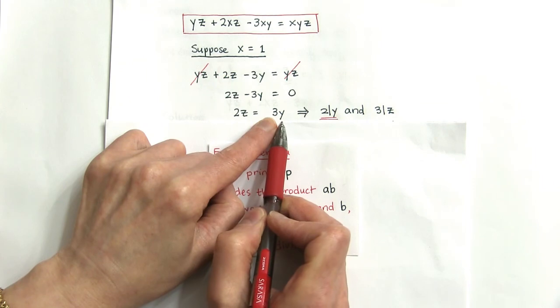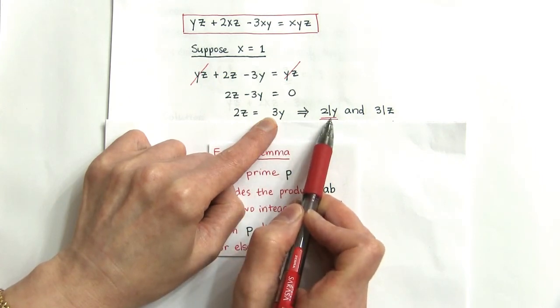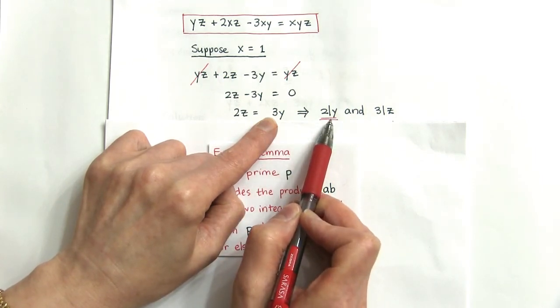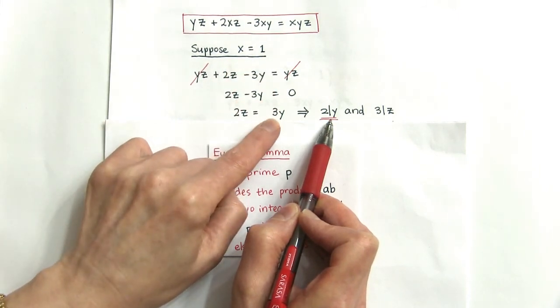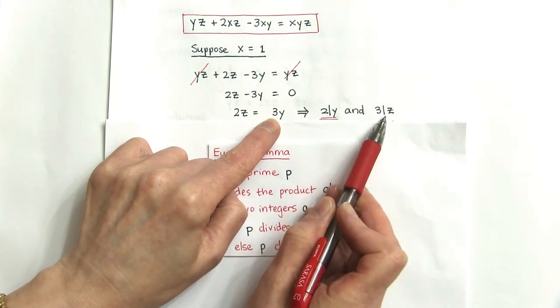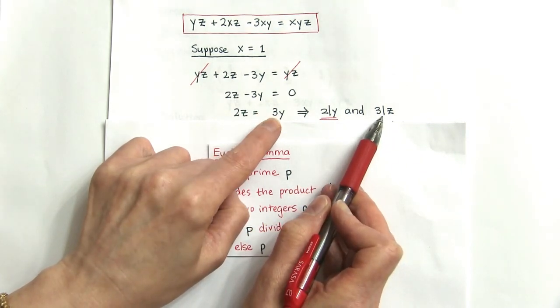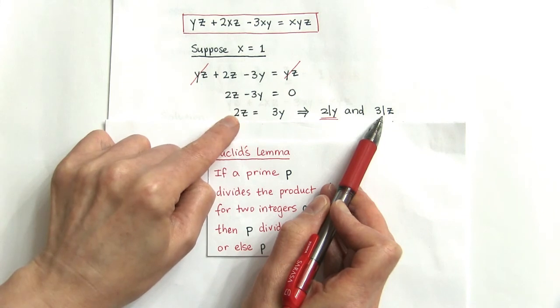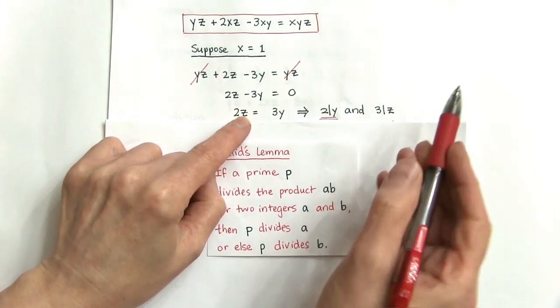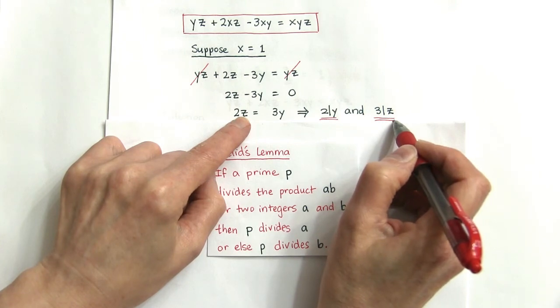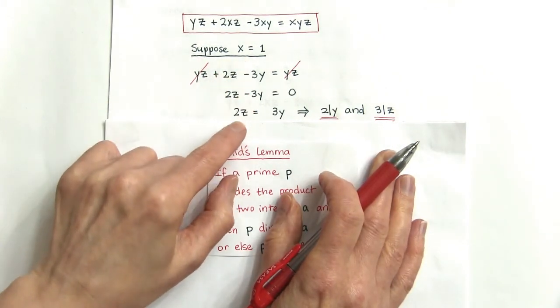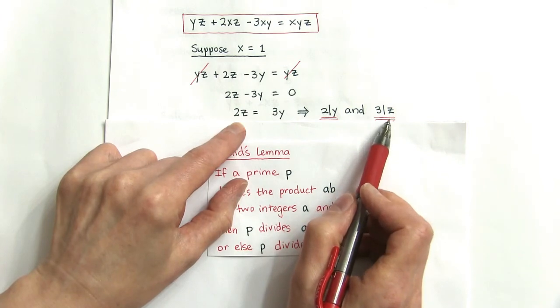So now we've determined that y is an even number in the case when x equals 1. By the same token, we also can see that because 3 is a prime and 3 does not divide 2, it must follow that 3 divides z. So in the case when x is 1, z is a number which is divisible by 3.